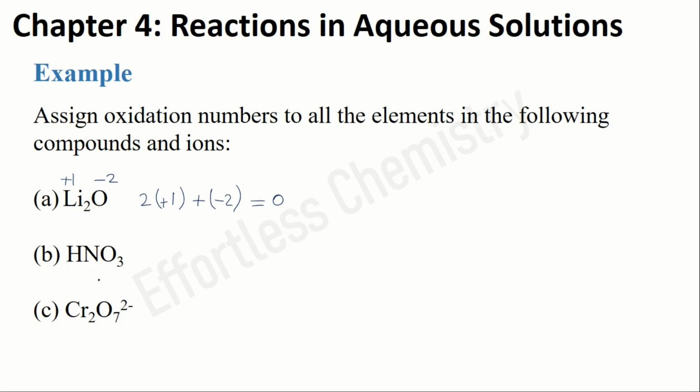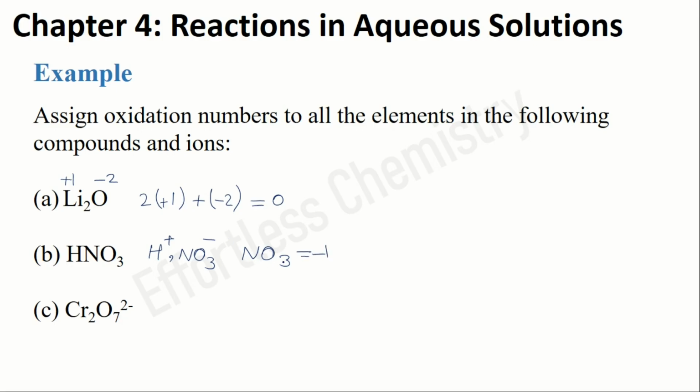For number B, for nitric acid, in water it yields proton and nitrate. So we have proton and nitrate here. We know the oxidation number of the hydrogen here, since it doesn't have any electron, it's plus 1, so it's considered as a proton. And the oxidation number of the nitrate here is minus 1.